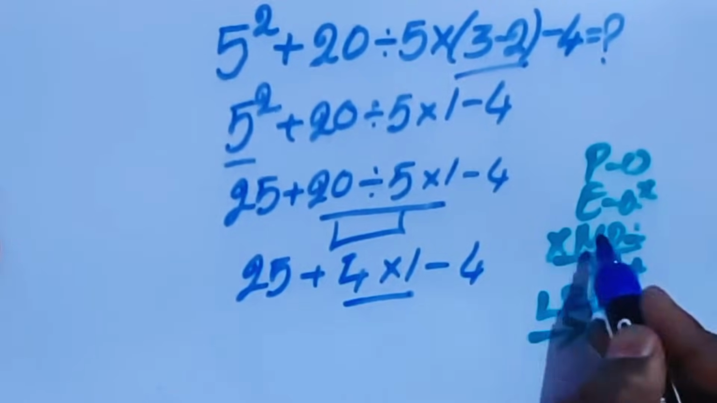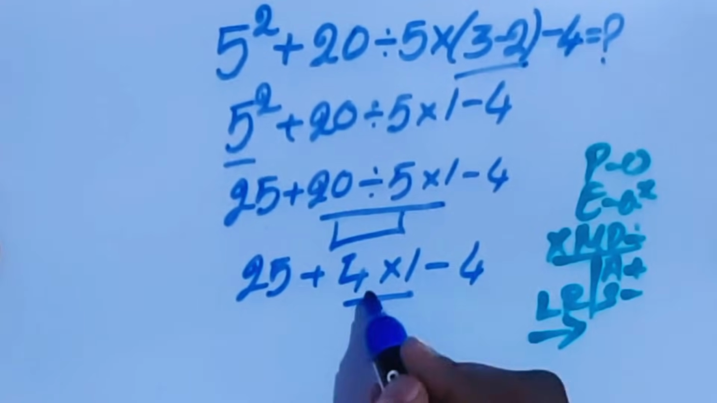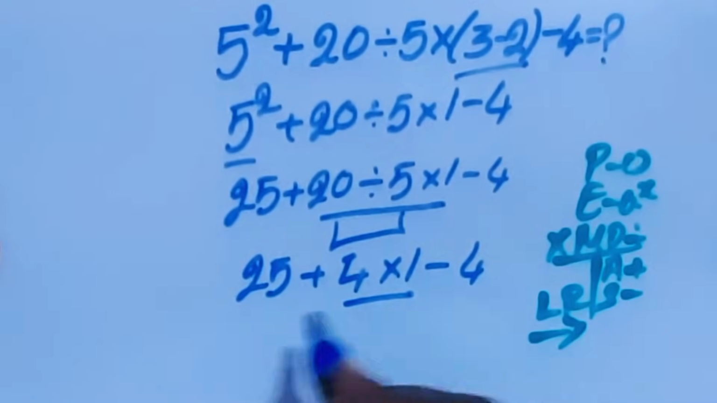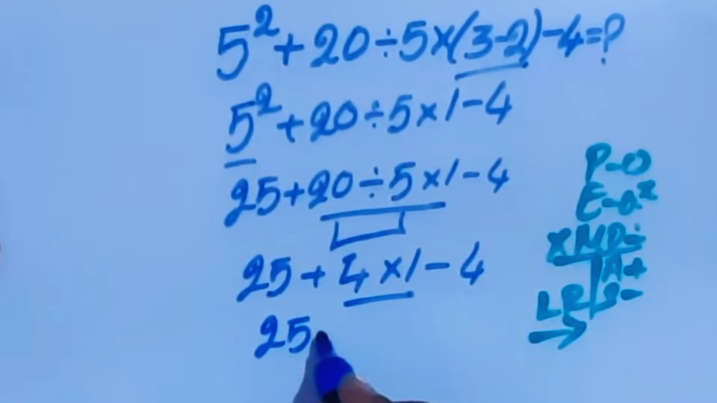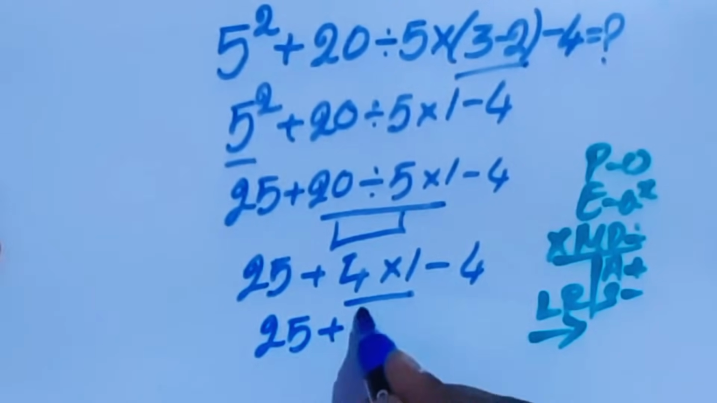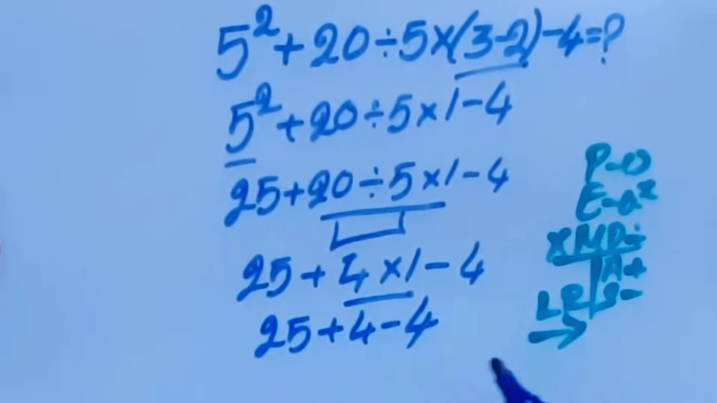Here we have multiplication is higher priority than this addition and subtraction. So we have to do this multiplication before this addition and subtraction. Here 25 plus this 4 times 1 is 4 minus this 4.